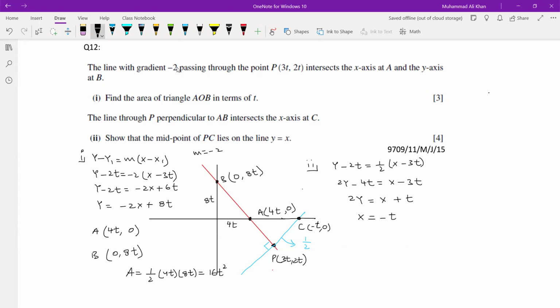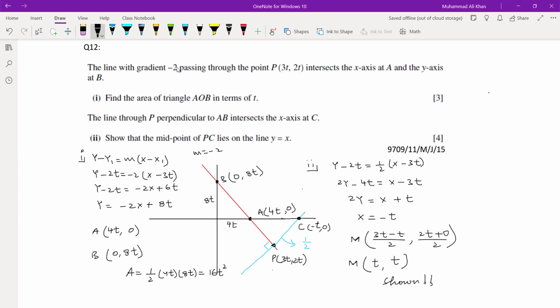मजीद आगे चल रहे हैं जनाब। अब सी के कोऑर्डिनेट्स भी मौजूद हैं, टी के कोऑर्डिनेट्स भी मौजूद हैं। अगर मुझे मिड पॉइंट निकालना है किसका? पी और सी का, तो क्या हो जाएगा? 3t माइनस टी डिवाइडेड बाई 2। 3t माइनस टी इज 2t एंड 2t डिवाइडेड बाई 2 इज, मैं लिख देता हूं, 3t माइनस टी डिवाइडेड बाई 2, सेकेंड 2t plus 0 divided by 2. So the midpoint is 2t over 2 is t. Shown.